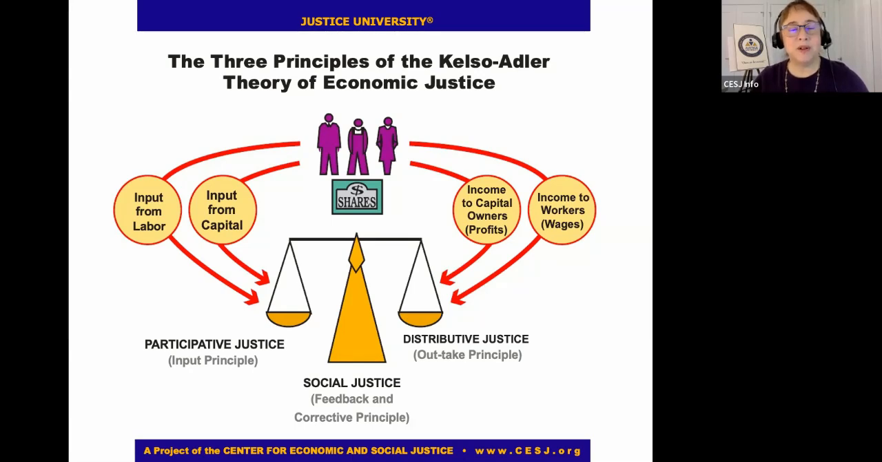Similarly, with input from capital, if we're talking now about capital that isn't originally contributed, but capital that's going to be acquired with insured capital credit, so no one's putting in their own money, then we want to equalize that opportunity, which means the distribution of profits or dividends will end up being distributed according to the distribution of shares. And in this case, it would be equally.